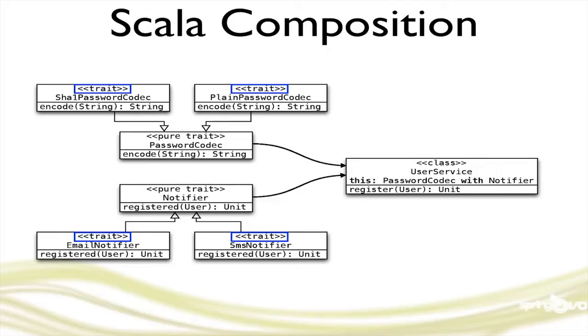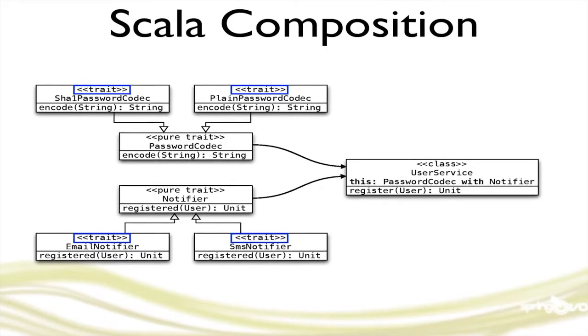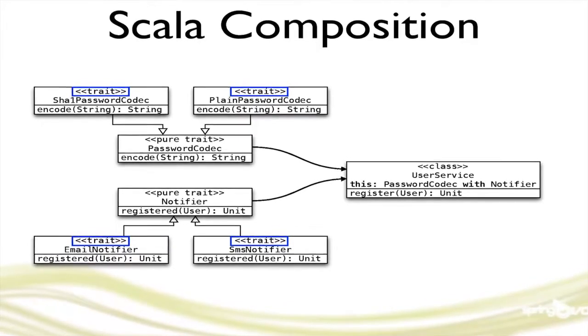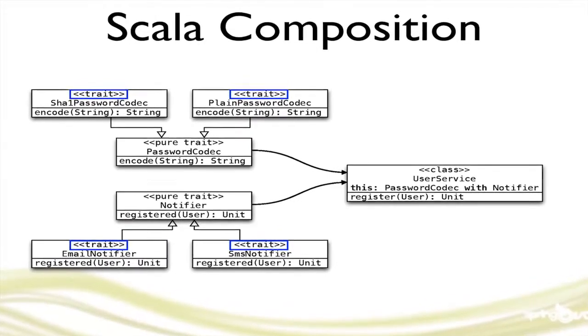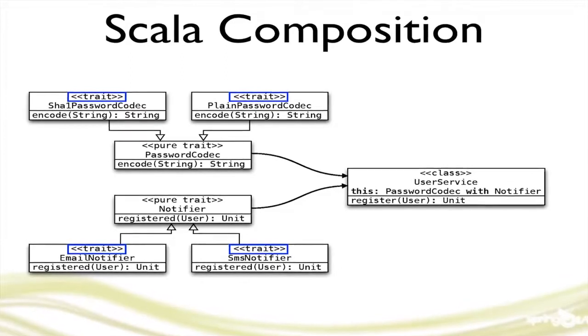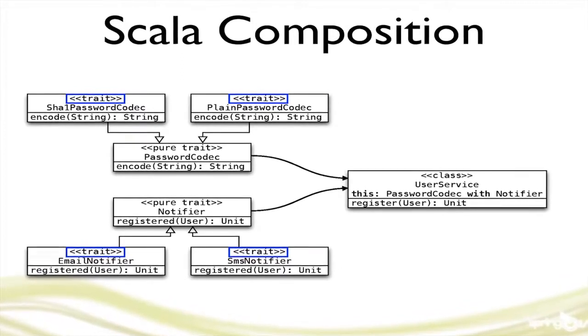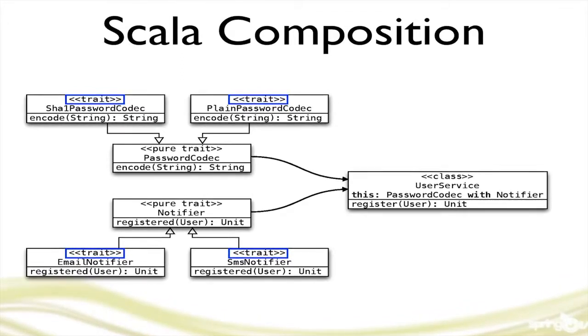In Scala, we have another option, another way of composing functionality. And it looks like this. Instead of defining these SHA1 password codec and plain password codec and so on, the notifiers, I'll keep them as traits, which means that I can mix in their functionality into anything I like. I'm not going to create instances of these traits. I'll mix them into components that I'm creating.